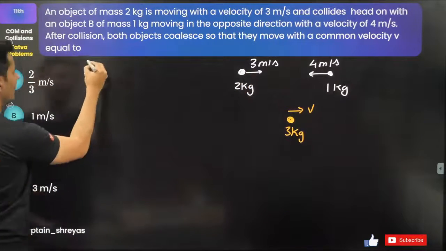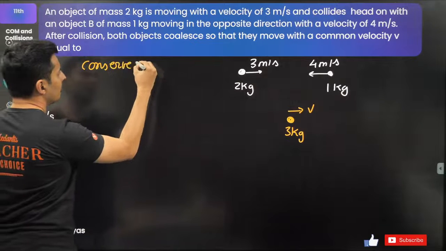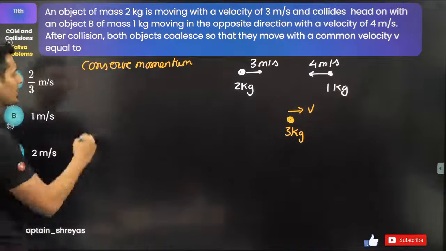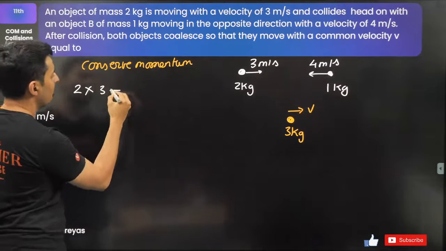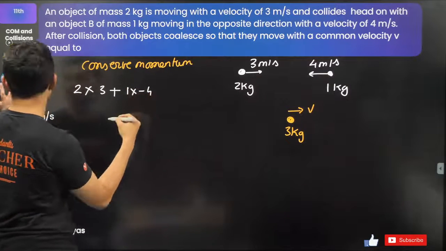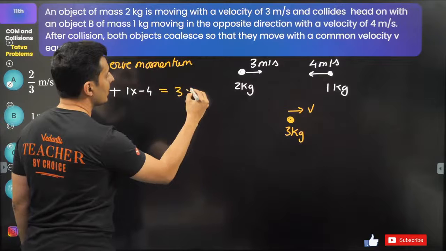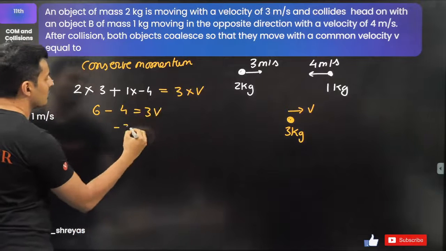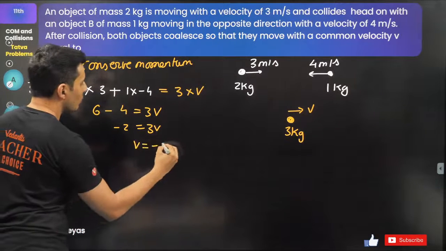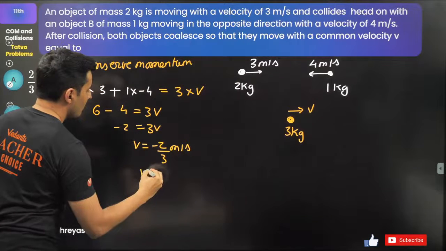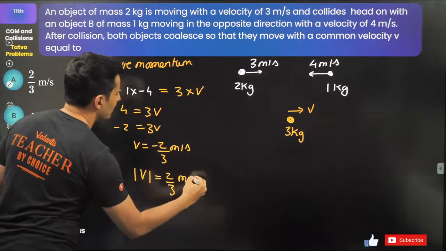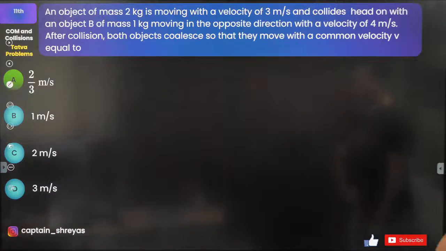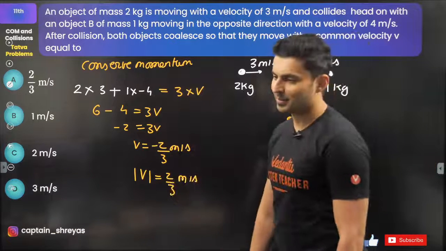Conserve momentum, nothing else is there. Initial momentum is mass into velocity plus mass into velocity. Final momentum is 3 into v. 2 3s are 6, 6 minus 4 is 3v. So this is 2 equal to 3v. Actually, minus 2 is equal to 3v, so v is equal to minus 2 by 3 meters per second. The magnitude of the velocity is just 2 by 3 meters per second. We are just interested in the speed, not in the sign. So 2 by 3 is the final answer.